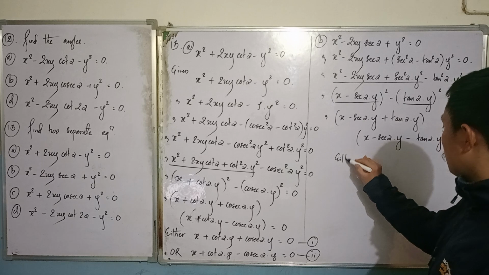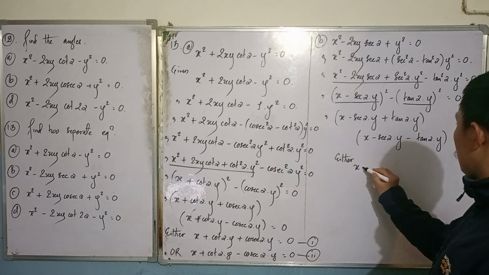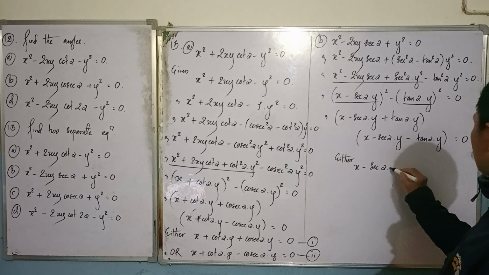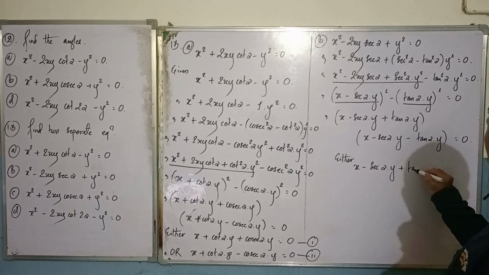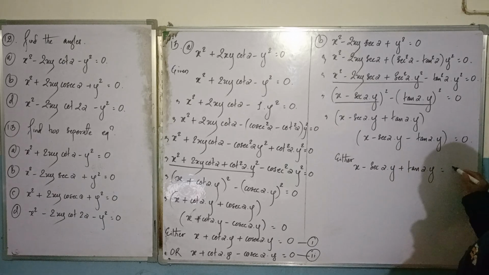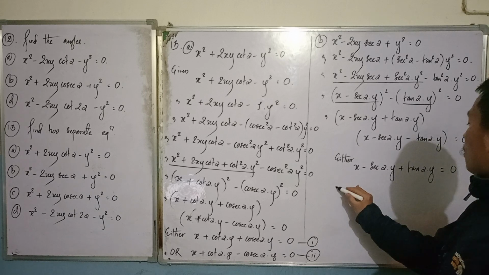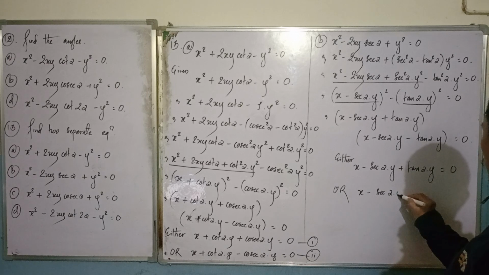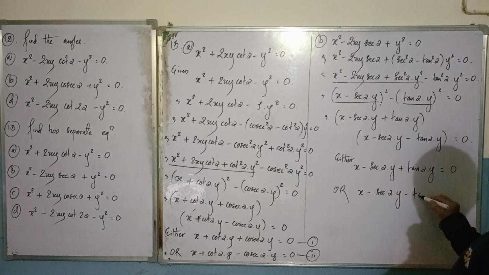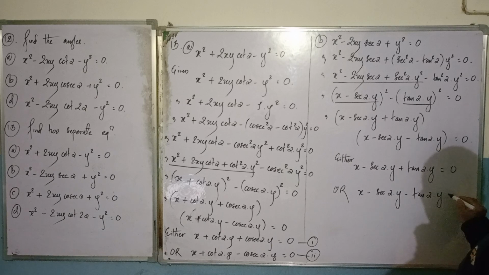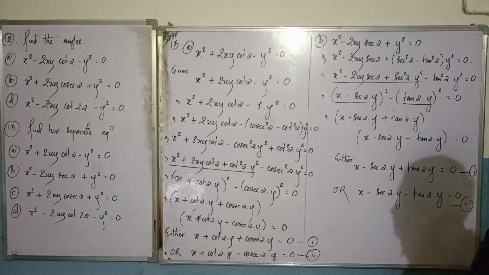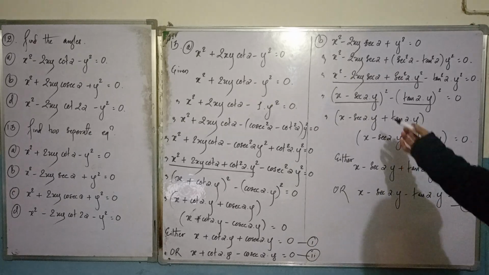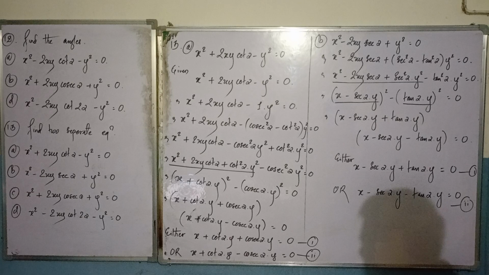Either x minus sec alpha y plus tan alpha y is equal to 0, or x minus sec alpha y minus tan alpha y is equal to 0. So these are the two separate equations of straight lines represented by this single equation. Okay, this is how it is done.